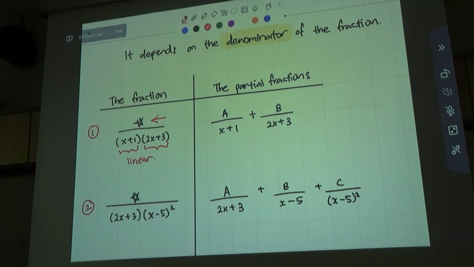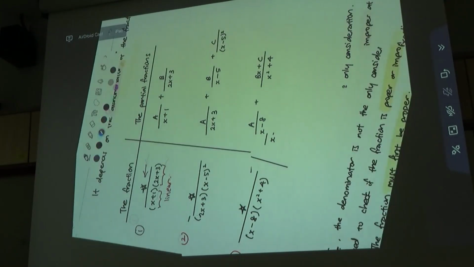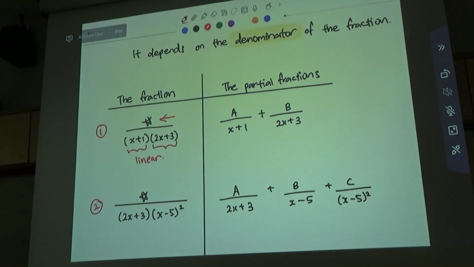You know what is a linear factor? Okay, a linear one is when it is a power of 1. It is a degree 1 polynomial. Okay, the highest power is 1.